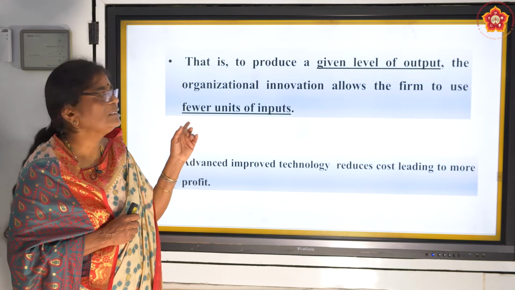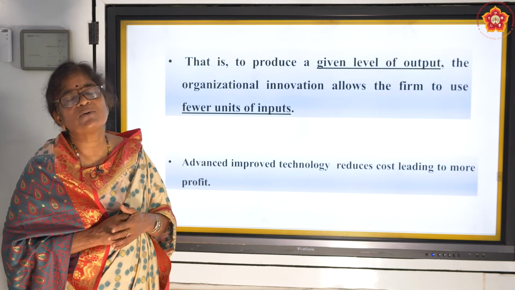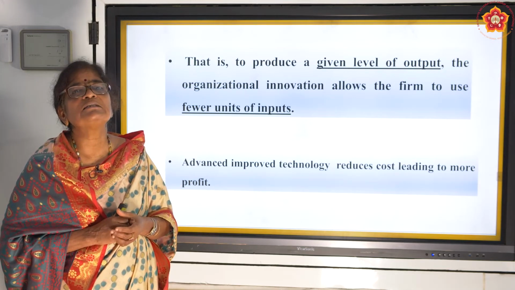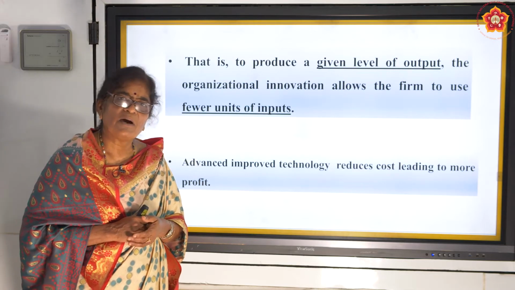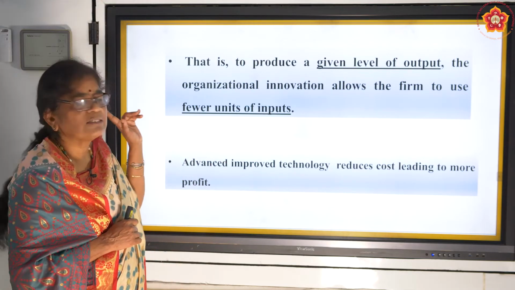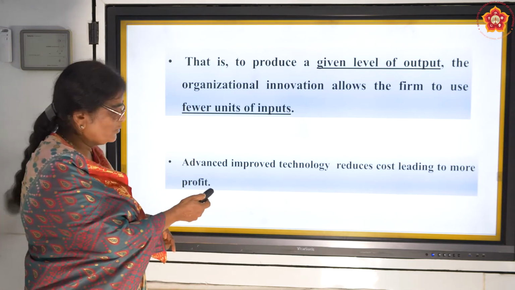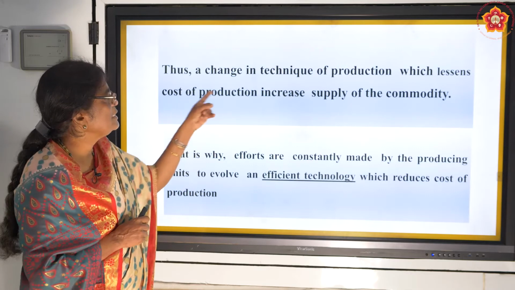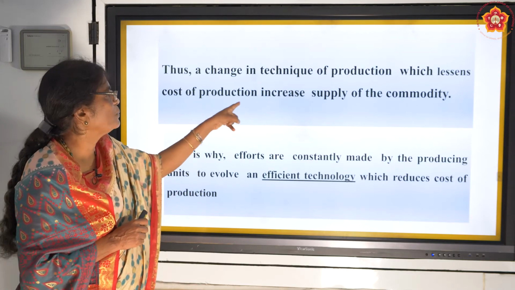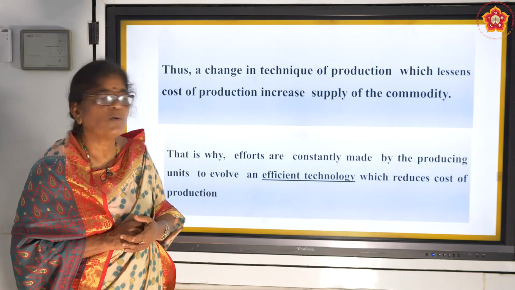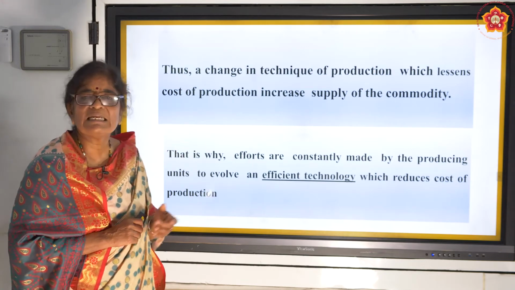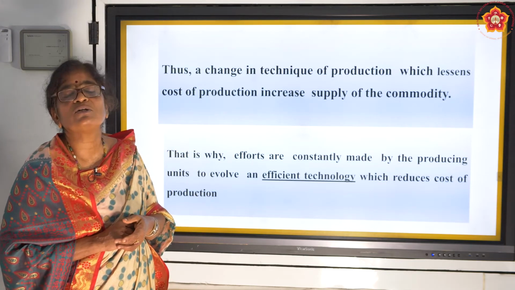Therefore, this technology not only replaced labor cost, but also increased the maximum level of output. After all, the profit has gone up. Therefore, advanced improved technology reduces cost, leading to more profit. Thus a change in technique of production which lessens the cost of production increases the supply of a commodity. When the cost of production decreases, what will happen? The price of the commodity goes down.